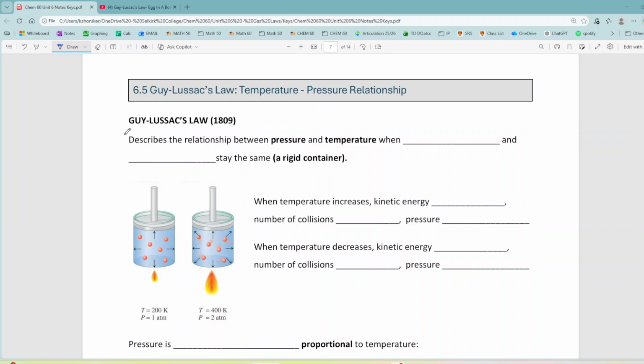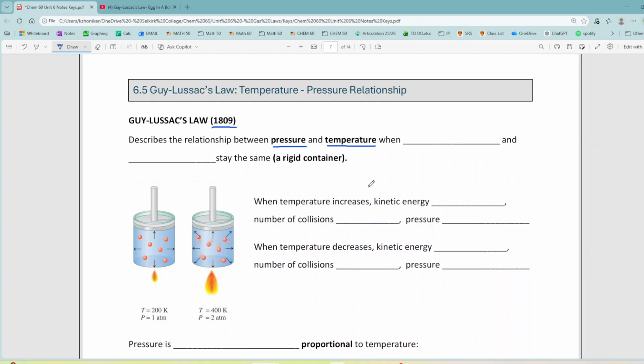All right, second last law is, now it depends upon who you hear say this, how you say this. I've always said Guy Lussac. I've heard Gay Lussac. I'm not too sure what the correct pronunciation is. But in 1809, somebody decided to investigate the relationship between pressure and temperature.